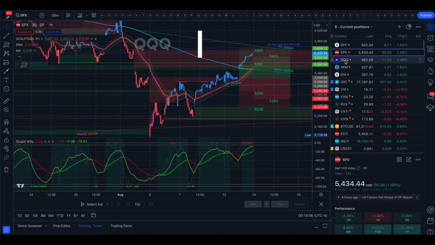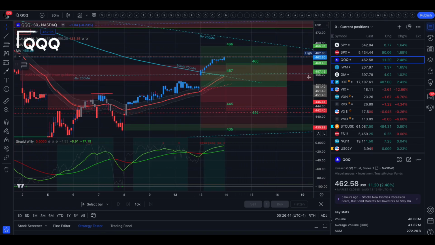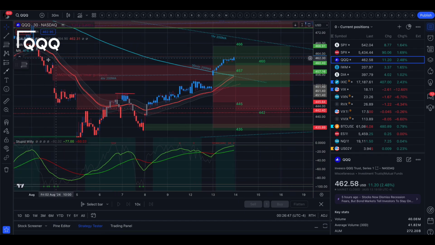And then QQQ. QQQ did open with a gap up today, and we gapped right into the Amazon down gap. So Thursday right here 2 weeks ago, we had Amazon earnings in after hours, huge drop overnight, and then we gapped down. So we gapped right back up into that gap today. The 4-hour 200 moving average was right there, and we pushed up, got above the 30-minute 200 moving average, and we basically broke up above that down gap.